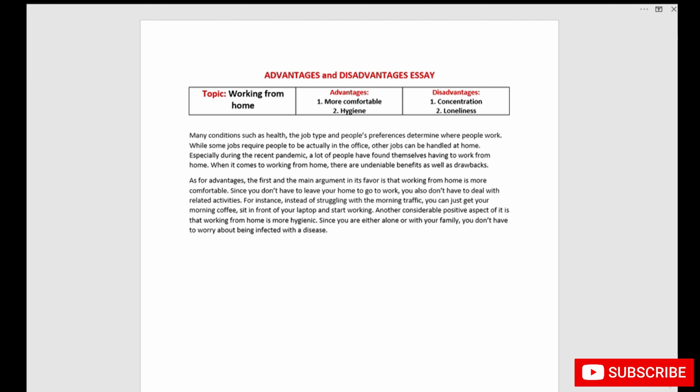Now I'm going to further explain by giving a specific example. For example, you can use your personal belongings at your home instead of shared objects which everybody touches in the office.